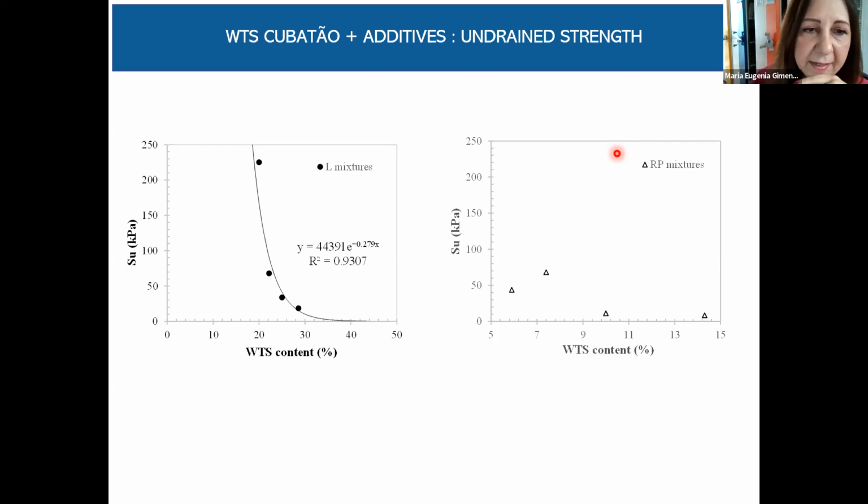But we can see that the undrained shear strength of lime sludge mixtures decreases drastically with WTS content, and WTS rock powder mixtures have lower undrained strength values. I think that's because rock powder and WTS are non-cohesive, and unconfined compression tests at the end measure the cohesion of the material.